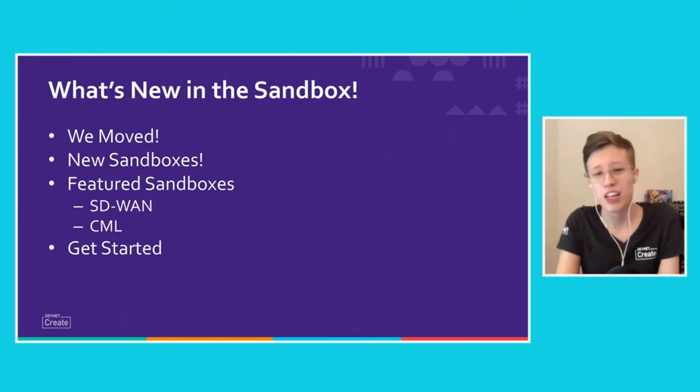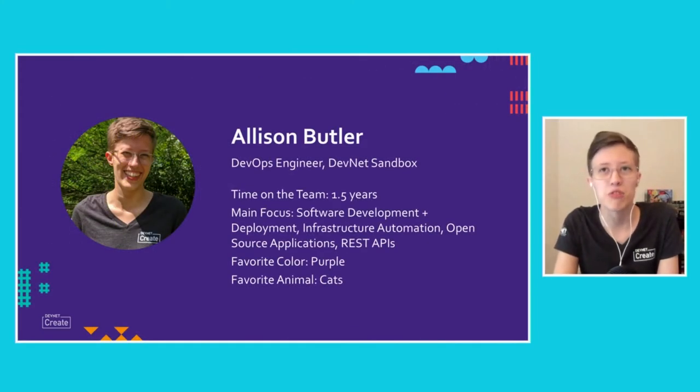So my name is Allison Butler. I've been on the Sandbox team for about a year and a half now. My background is in software engineering. So I do a lot of new development work, as well as infrastructure automation. I manage a bunch of our open source applications, REST APIs, and that kind of thing. My favorite color is purple, so I was really excited when I got this slide deck that's all purple. And my favorite animal is cats.